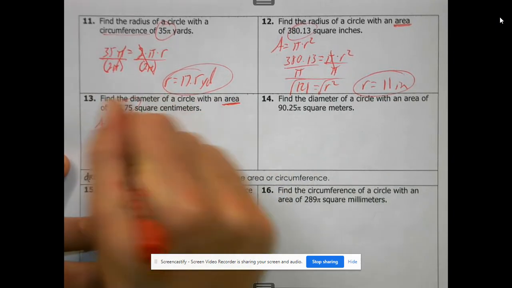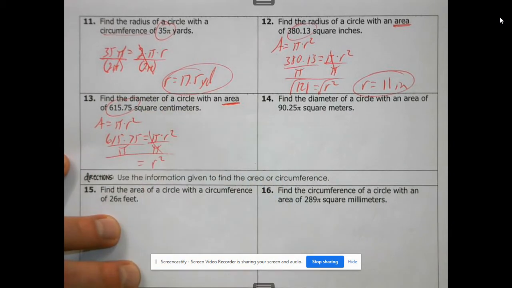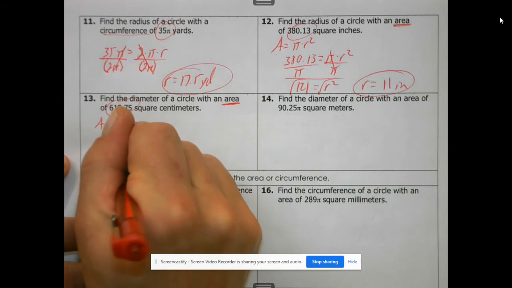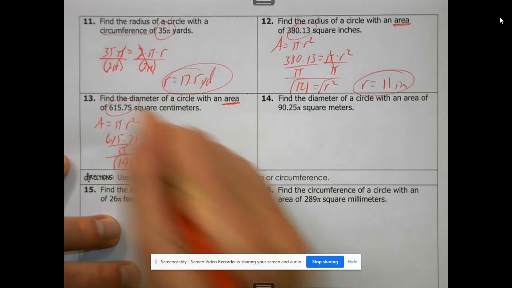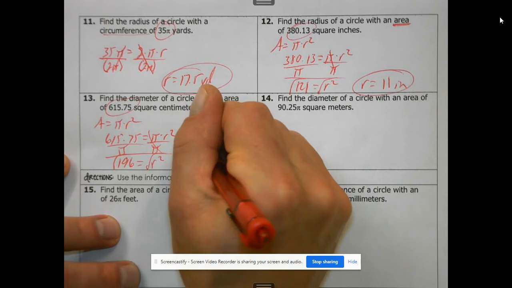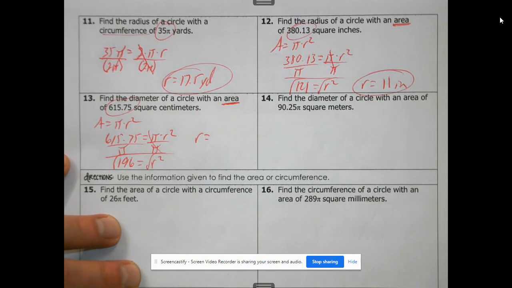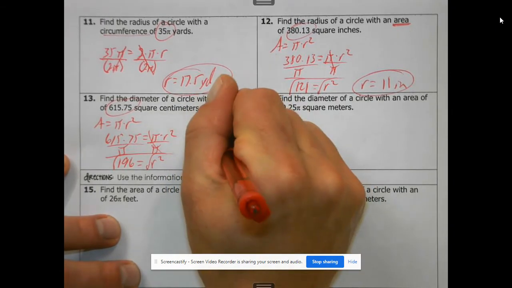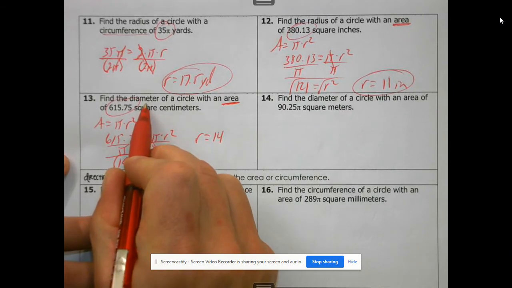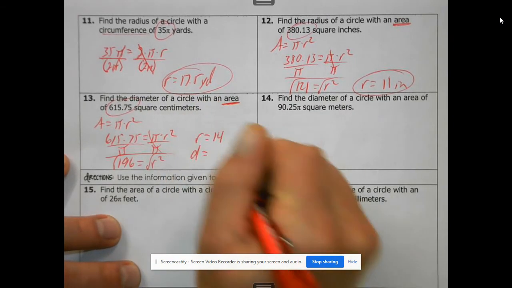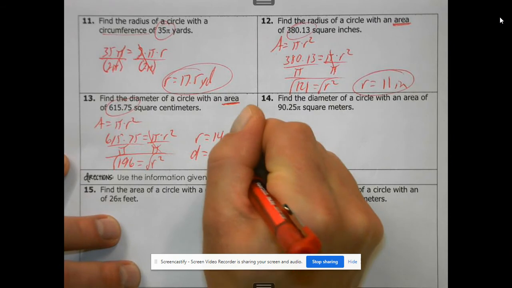Divide by pi. When you do that, that comes out to be 196. Then we take the square root to get rid of the square. Radius comes out to be 14. However, they want diameter. So remember, if you double the radius, you get diameter. In this case, that would be 28.